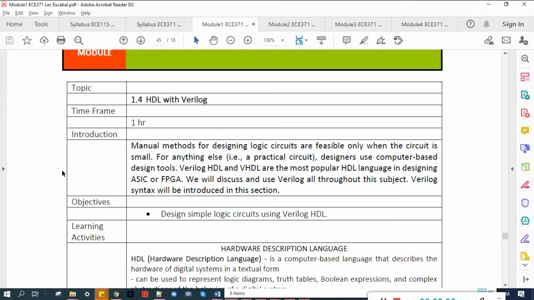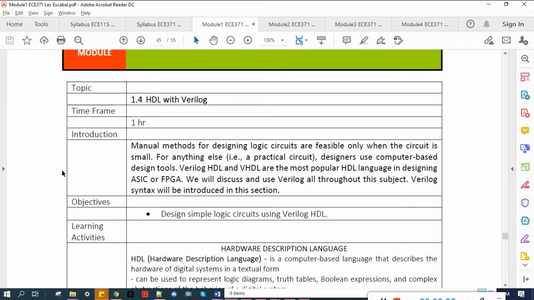Good evening. We are now on the last part of module number 1, which is section 1.4, HDL with Verilog. We are now on the exciting part of the module because we will start using Verilog, which is a type of HDL or hardware description language.